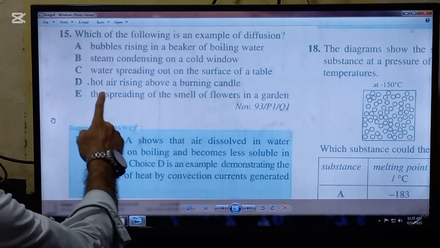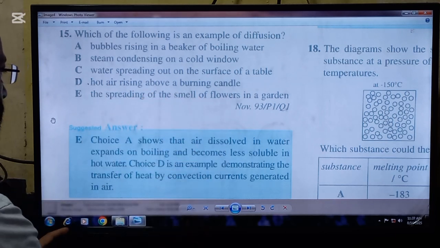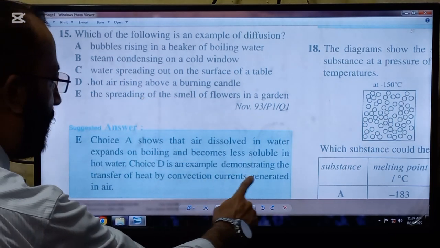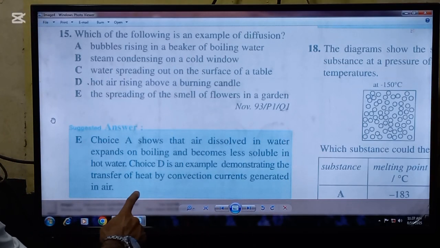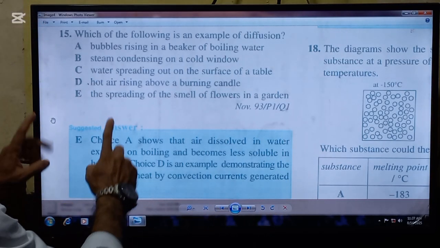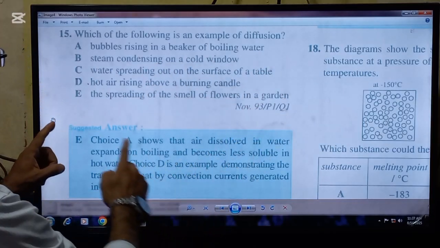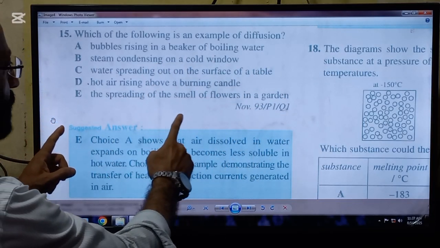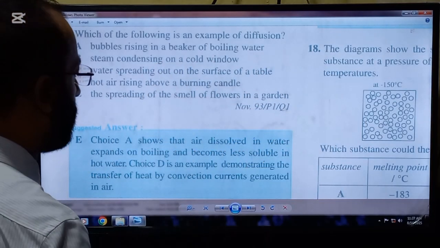Choice D, that is hot air rising above a burning candle, is an example demonstrating the transfer of heat by convection currents generated in the air. So the example of diffusion is the spreading of the smell of flowers in a garden.